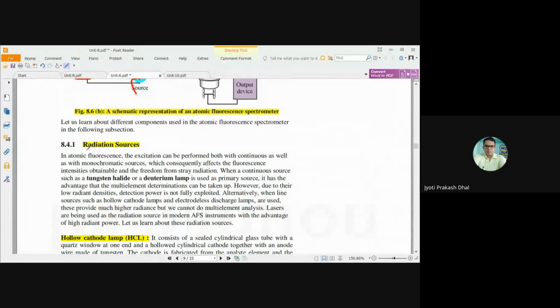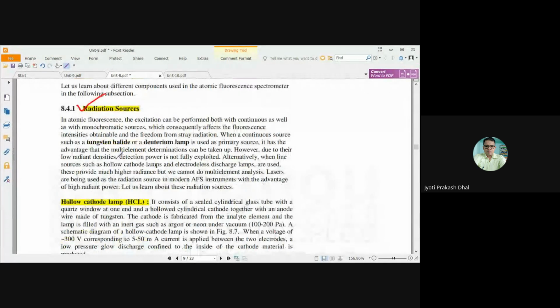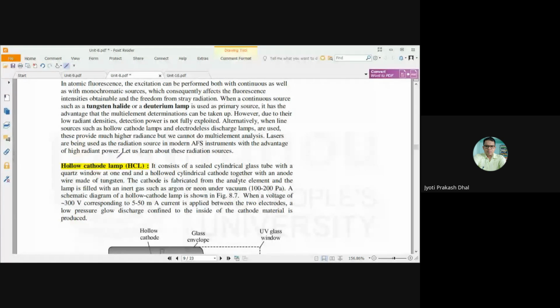Now coming to the radiation source, different types of radiation sources are there. When a continuous source like a hollow cathode, tungsten halide or deuterium lamp is used as a primary source, it has advantages for multi-element determination. Determination can take place.